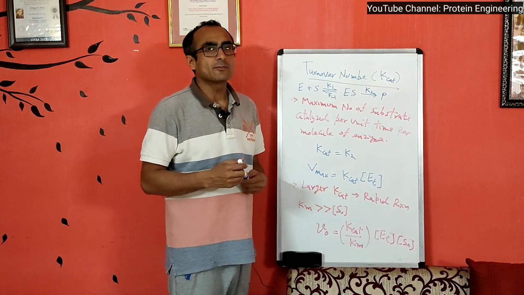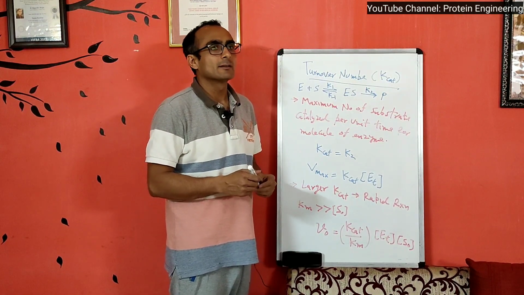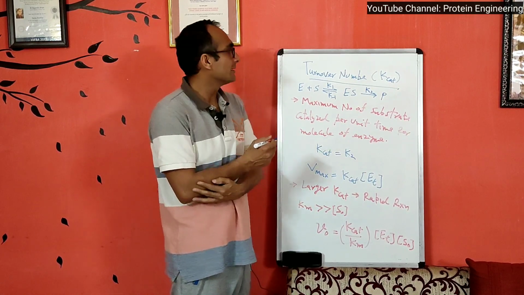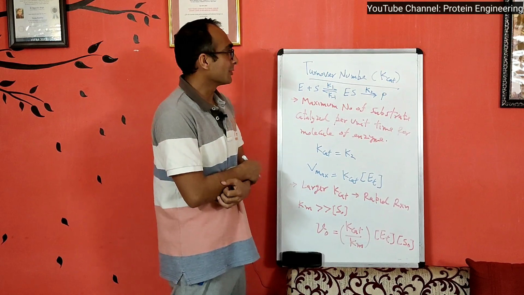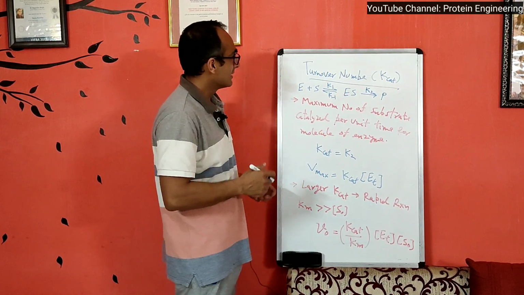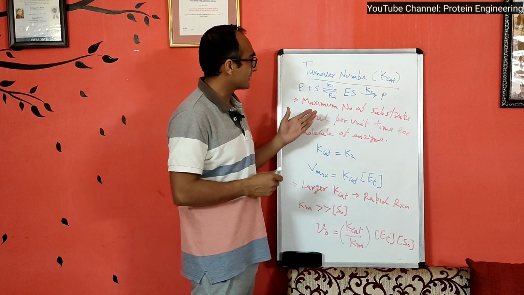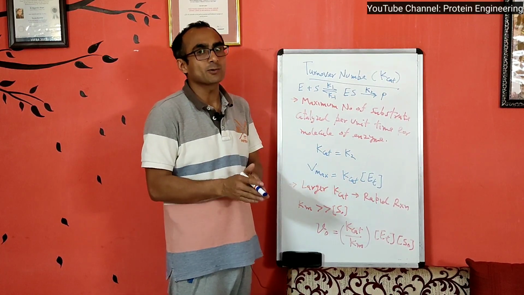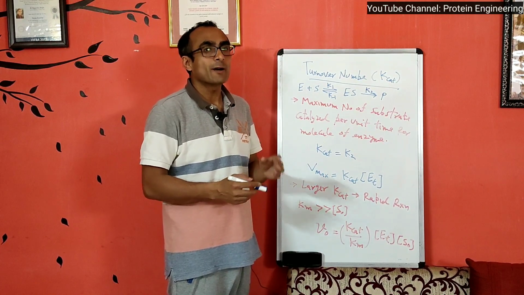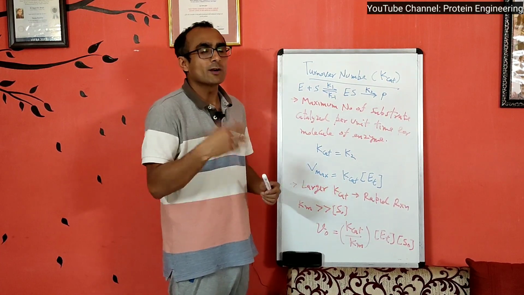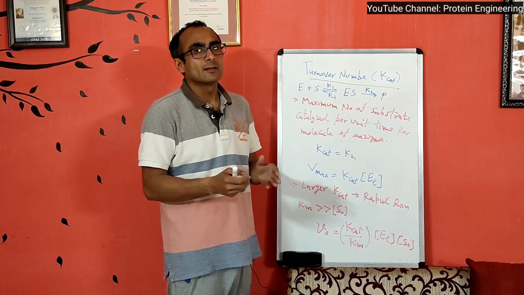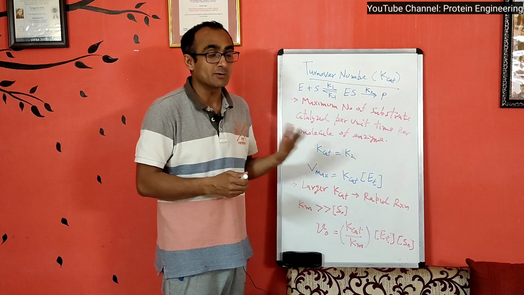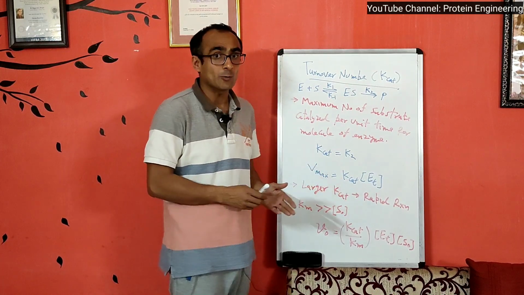Direct measurement of the catalytic productivity of product formation of an enzyme catalyzed reaction is denoted by the turnover number, which is shown by kcat. So kcat is basically the maximum number of substrate molecules converted into product per unit time per molecule of enzyme. Means one molecule of enzyme, how many substrate molecules it can convert into product per unit time. This is basically called the turnover number.